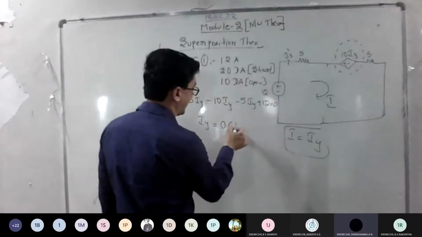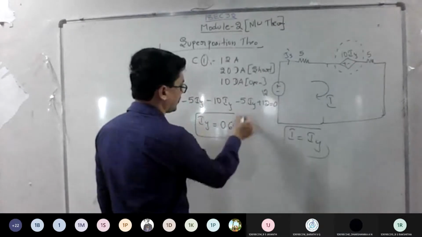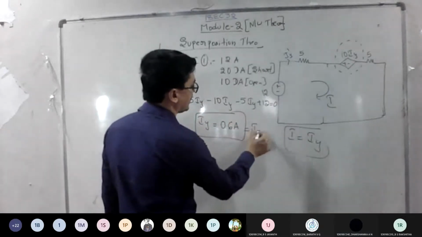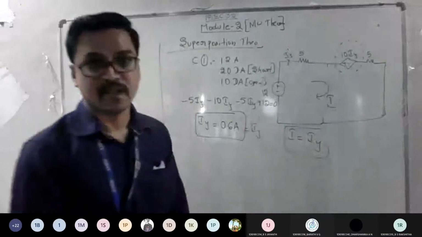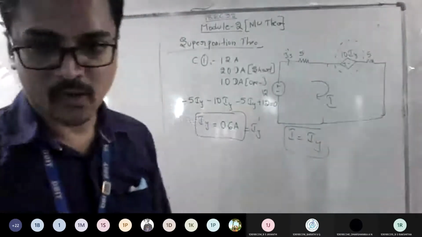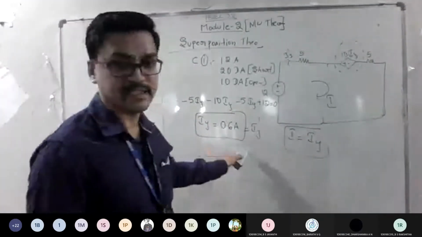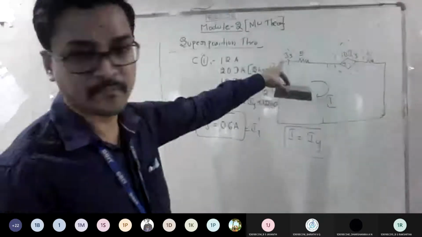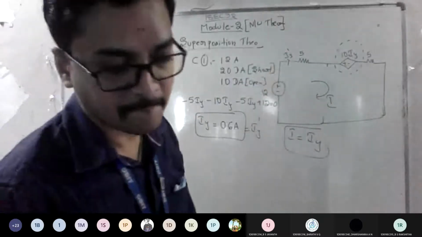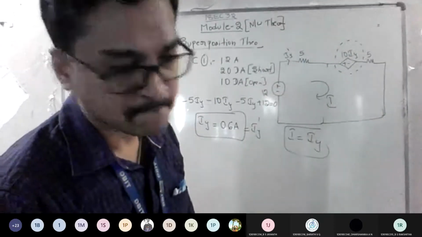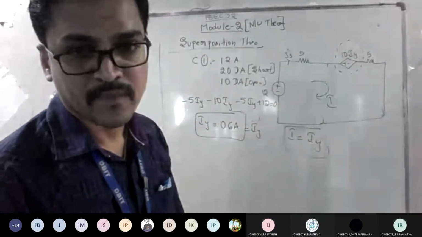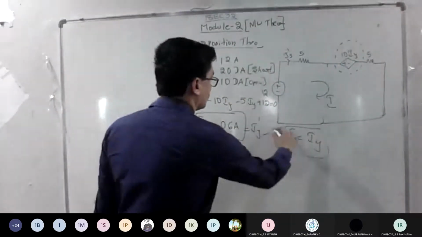Good. So 0.6 amp. So can I call this itself as your IY dash? Everyone, can I call whatever current you found just now, that itself is your IY dash across the 5 ohm? Is it fine or not here? Yes, sir. Am I clear? Yes, sir. So the first step is done.